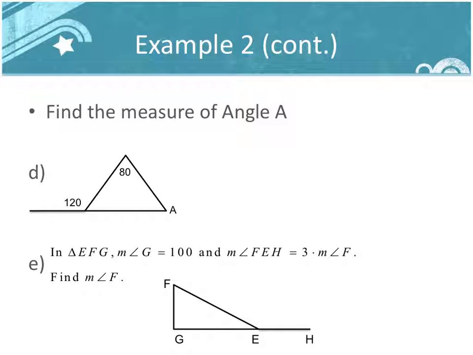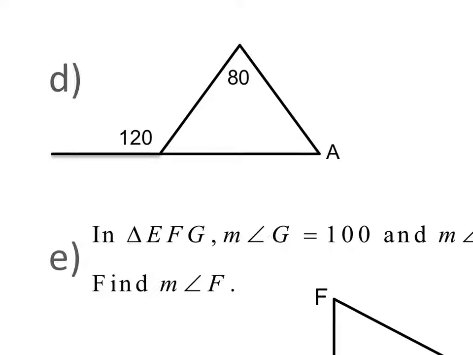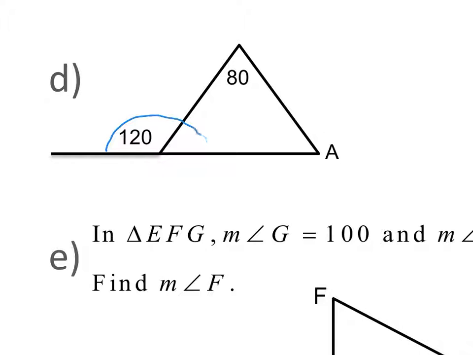Okay, example 3 says find the measure of angle A for part D. How do I do it? It's a linear pair. You add. You subtract 80 from 180. So the linear pair you could use is this one. Yeah, you could do it that way. You could say that they add up to 180, which makes this 60, right? And then the three of these have to be 180.